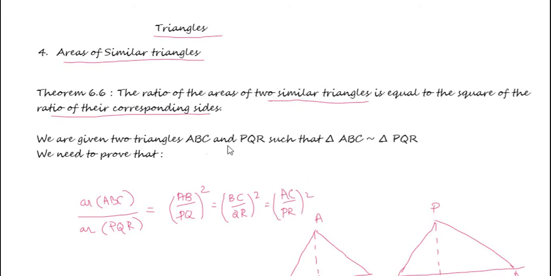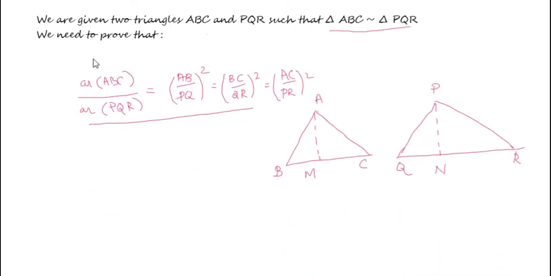What is given is that the two triangles ABC and PQR are similar, and we need to prove this. That is, the ratio of the areas is equal to the square of the ratio of the corresponding sides. Given two triangles ABC and PQR. Let us draw perpendiculars from A to BC and from P to QR. So we have the two perpendiculars AM and PN.